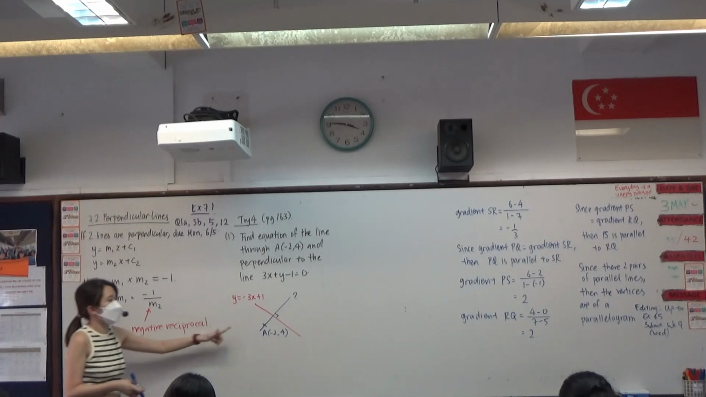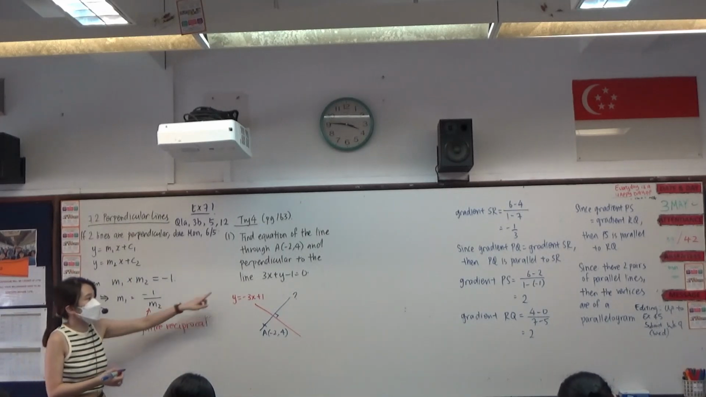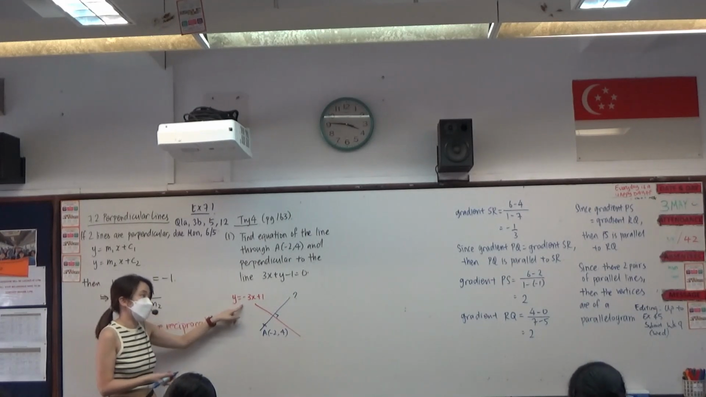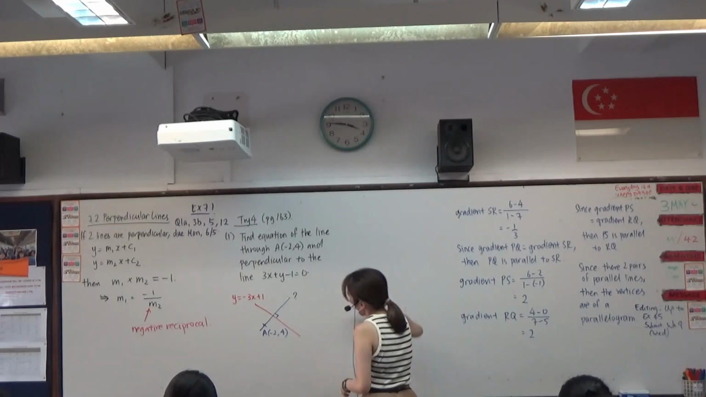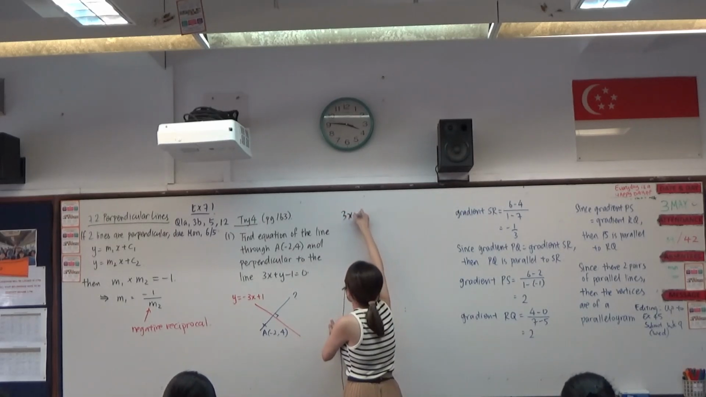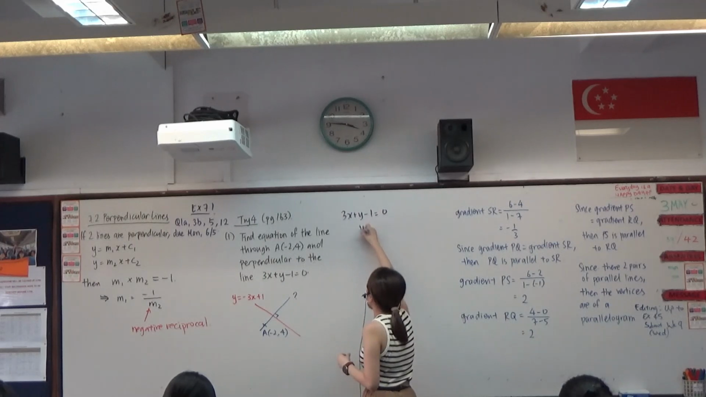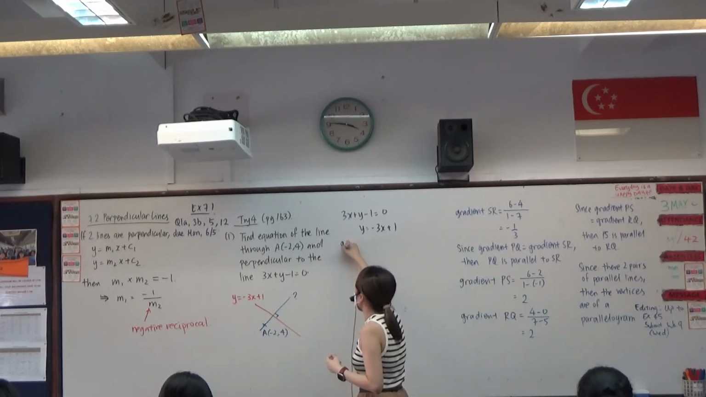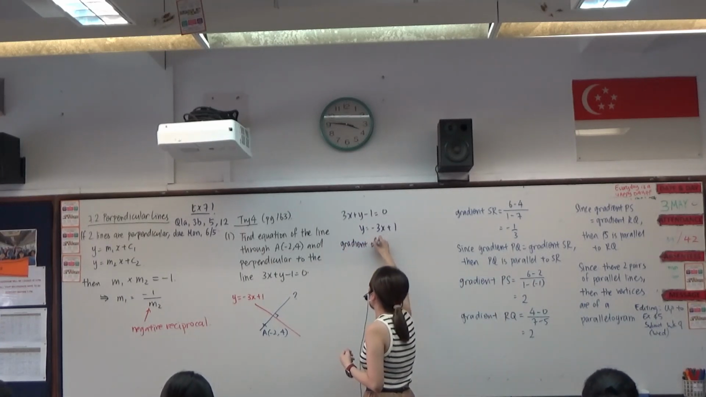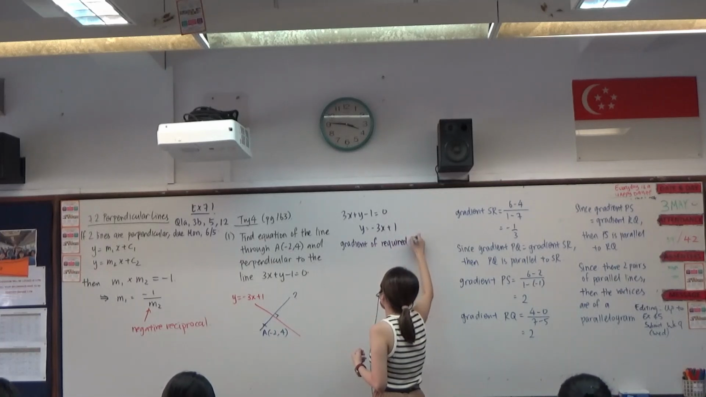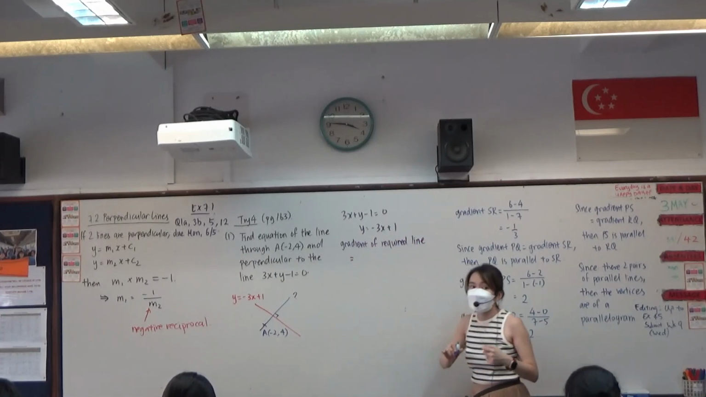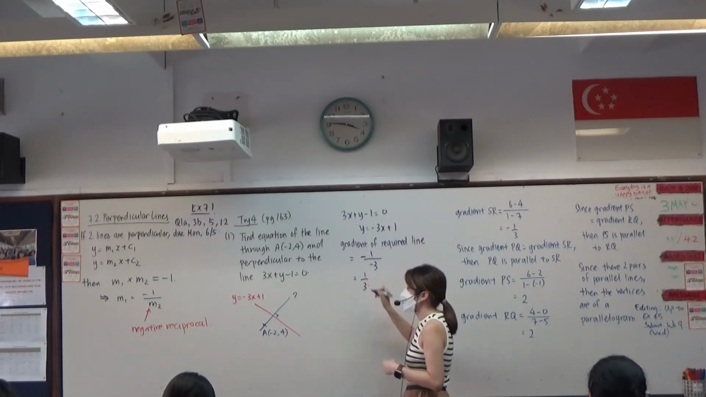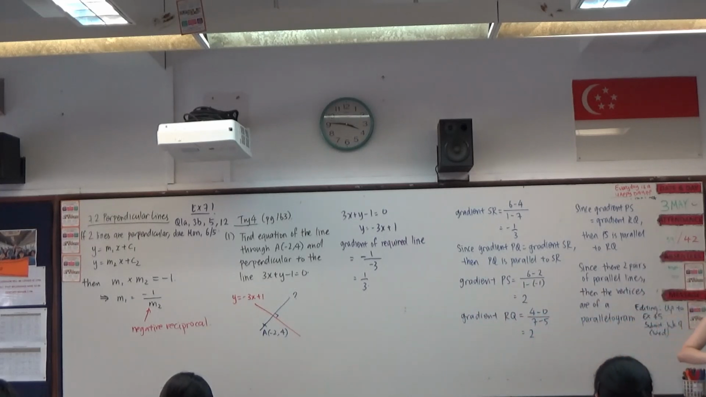How do I find the gradient of the unknown line? I make use of the given equation over here, keeping in mind that this is a perpendicular line, not parallel. In your working with this equation, you would have rearranged it to find the gradient already. So the gradient of the required line will be the negative reciprocal of negative 3. So negative 1 divided by negative 3. So we get 1/3.